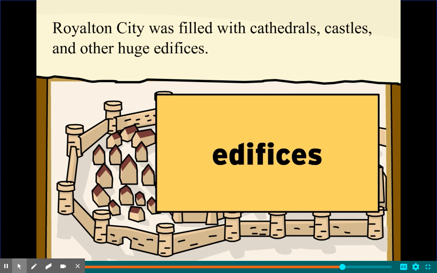Guys, I want you to try now and see if you know what edifices means based on this sentence and what we've learned so far. Can you write it down in your notebook? And we'll check the answer in just a second.